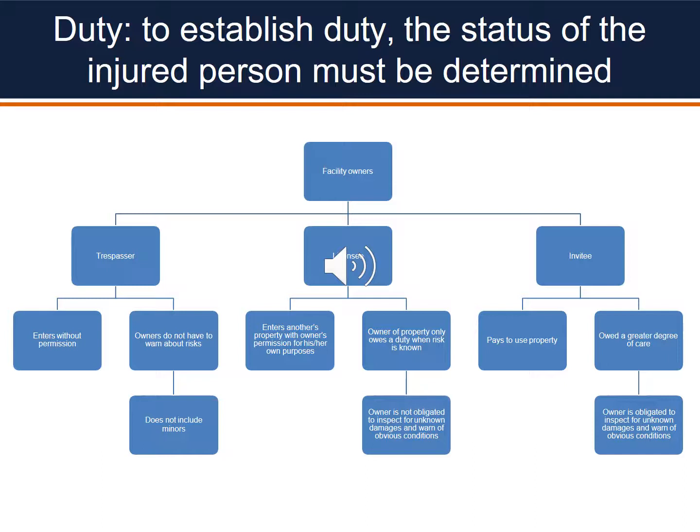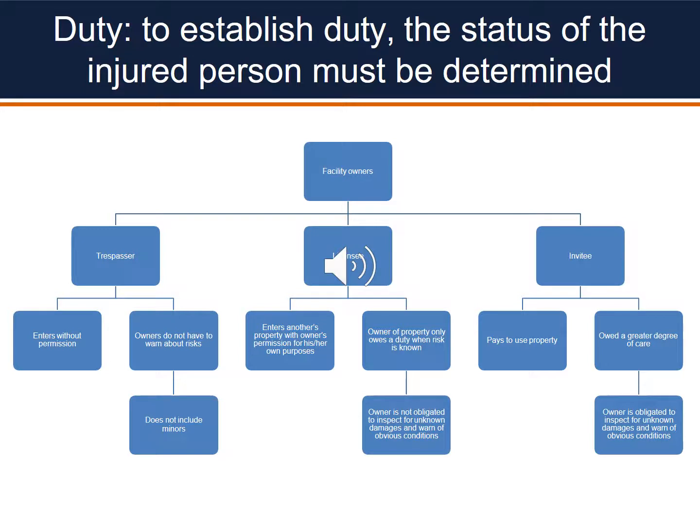The courts have repeatedly ruled that if there is a trespasser, someone who enters a facility without permission, the owner of the facility does not have to warn of any apparent risks. There is one caveat there. This does not include minors. Please note that, listed under your trespasser. Okay, our second component.